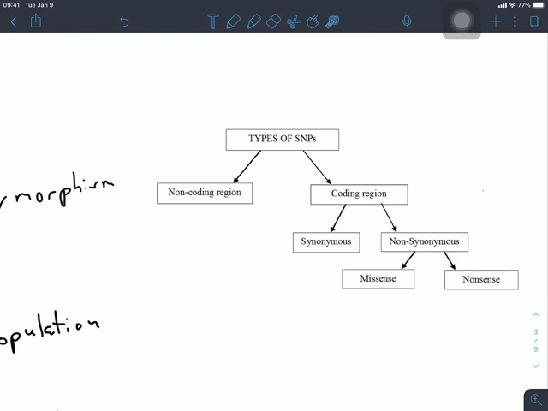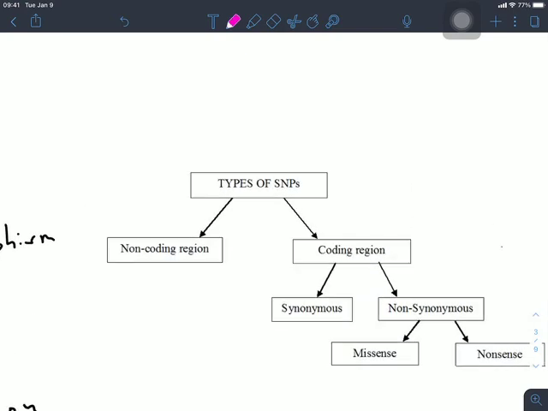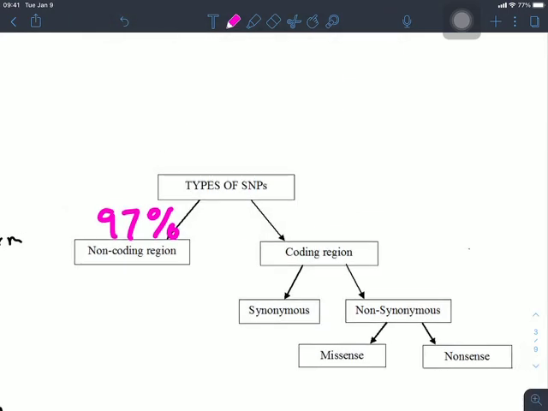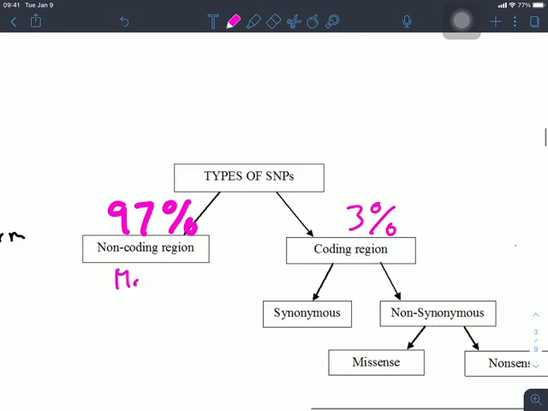So we've got our two types, our non-coding region and our coding regions of our genome, where SNPs can exist. Now, the non-coding region roughly makes up about 97% of all of your DNA. Contrast that with your coding region. If we're estimating it high, we get a number of about 3%. So the vast majority of your genome is going to be non-coding versus coding, meaning that most of your SNPs are going to be found in your non-coding regions.